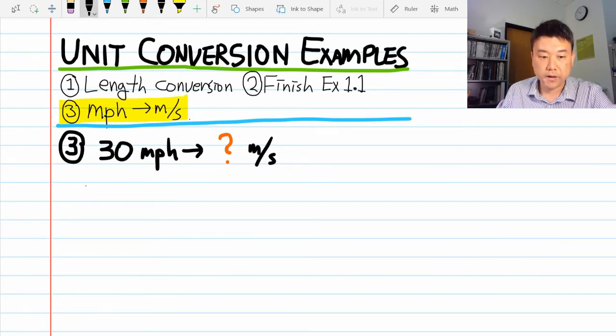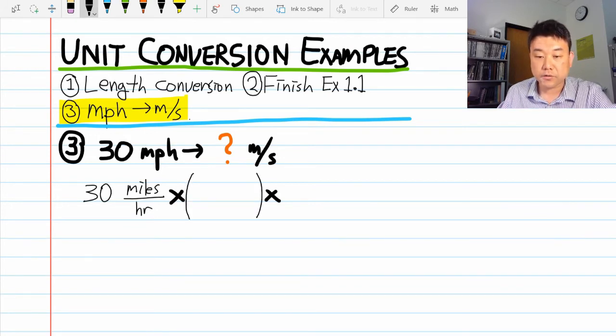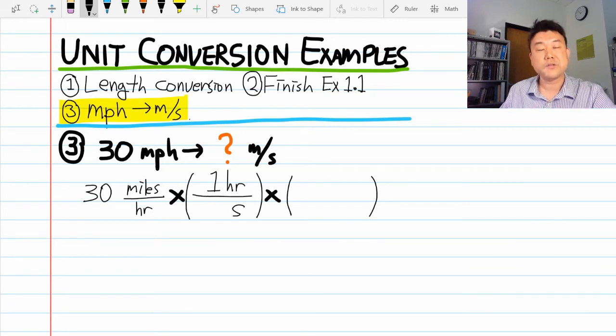So we are converting 30 miles per hour to meters per second. It looks like we will need two conversion factors again: miles to meters and hour to seconds. Let me do hour to seconds first. That's the easier one. I have 1 hour on the numerator, and on the denominator, I want seconds. So it's a question of how many seconds are in an hour.